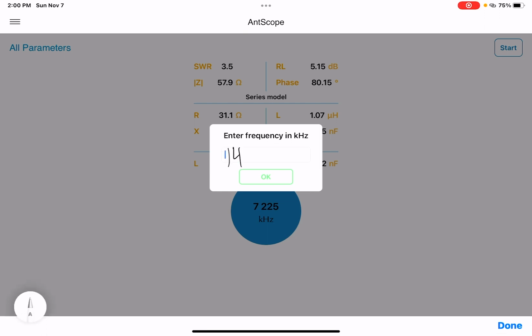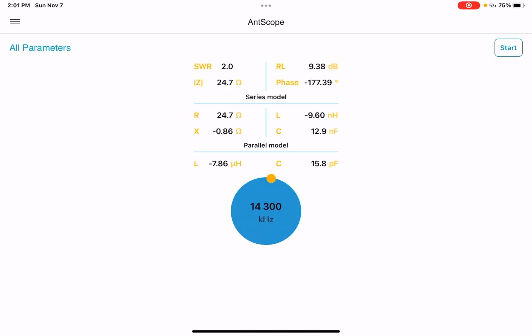Let's go to 14.300. 14.300, that's the Marine Mobile Band, right? SWR 2.0. Impedance is at 24.7. A little bit low there, isn't it? Not that great. And then the return loss is at 9.38 dBs, which is not bad. The higher the number, of course, the better.